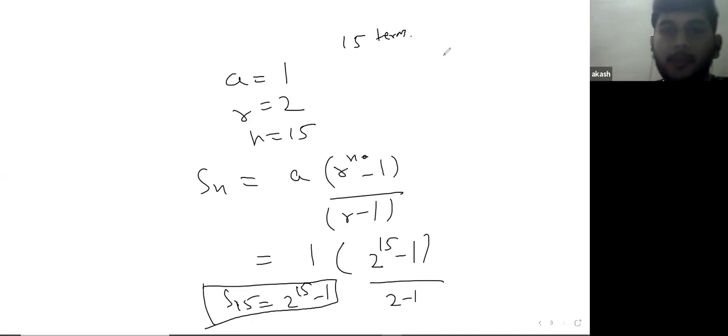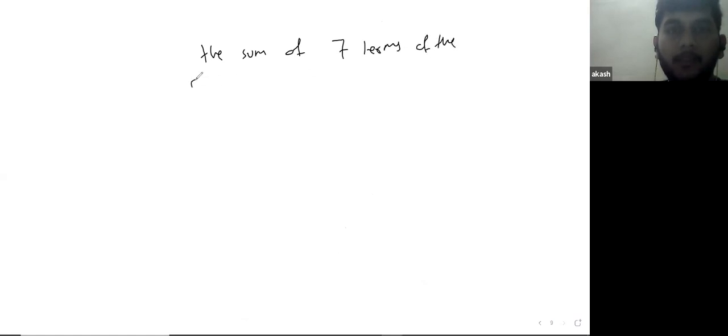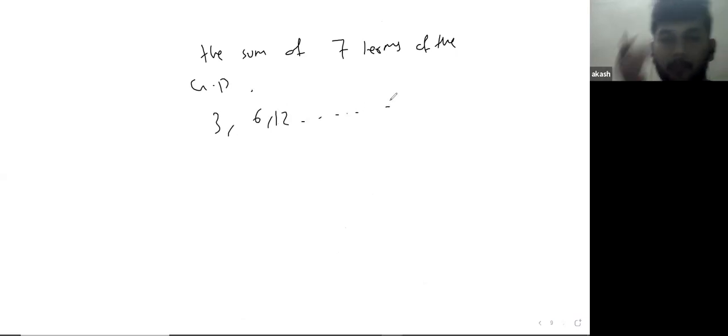Okay, let's do another question. I hope you all wrote this down, right? Okay, let's solve this. The sum of 7 terms of the GP 3, 6, 12, like this. Please tell me the answers. I'll give you 2 minutes.